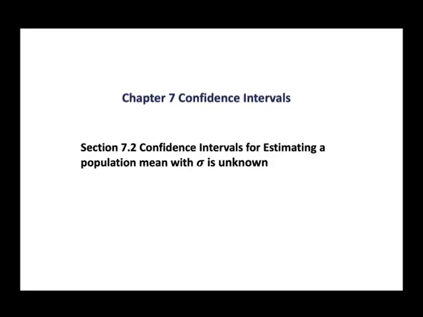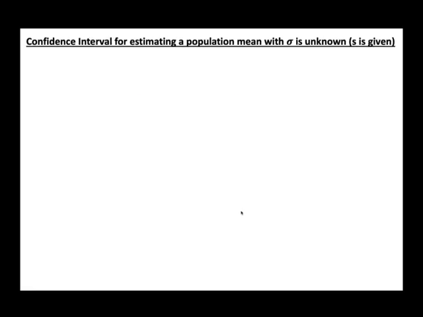In section 7.1, we already know how to construct the confidence interval for estimating a population mean, but at that time, we knew the population standard deviation. In these sessions, we'll be working on the same thing, but the population standard deviation is not given. Instead, the sample standard deviation will be given.